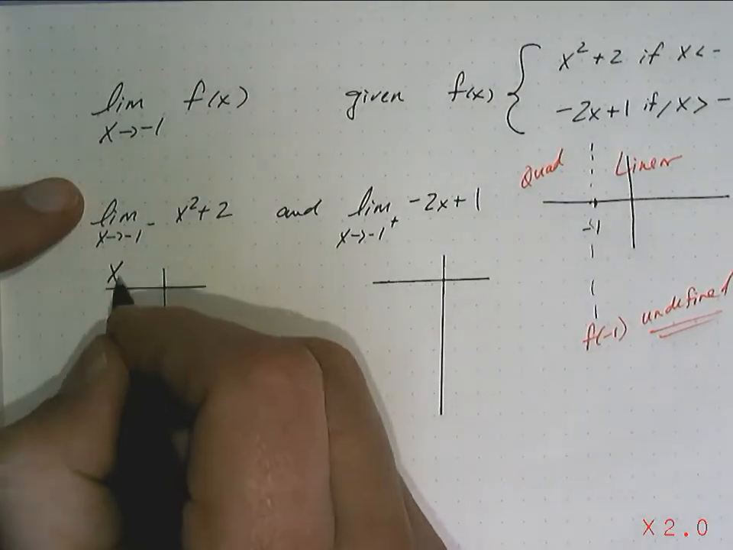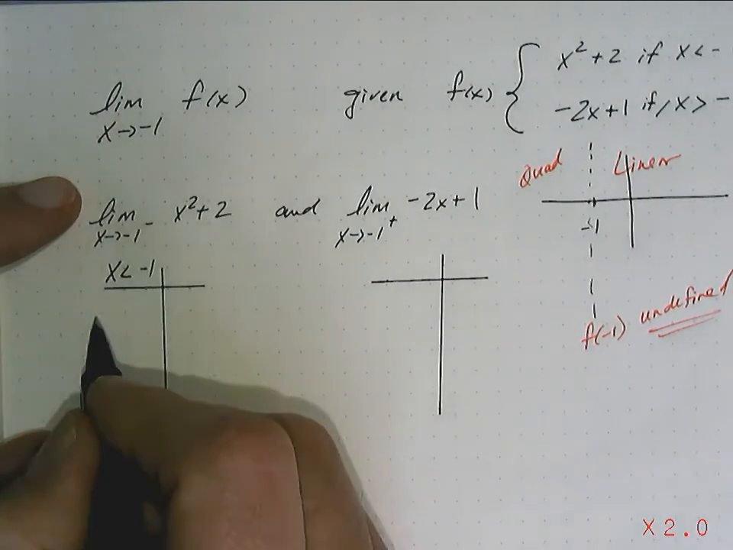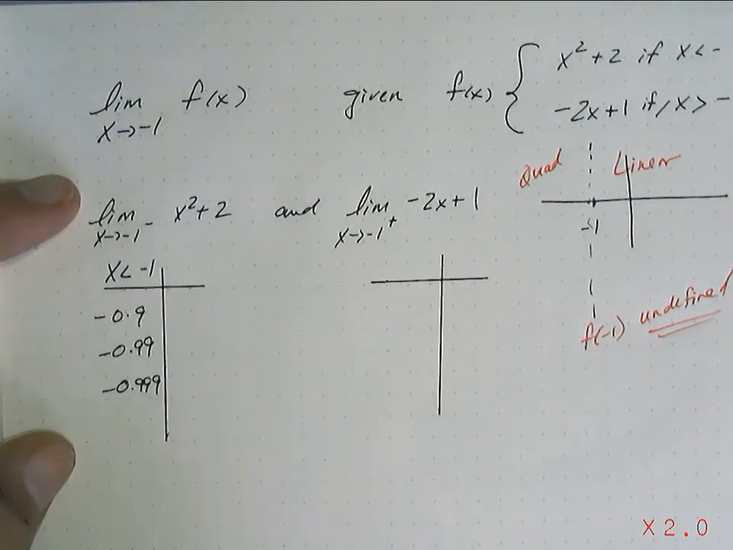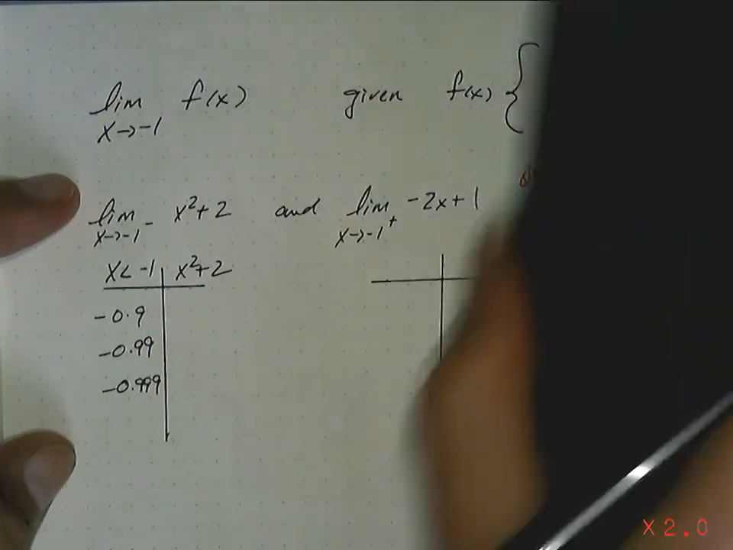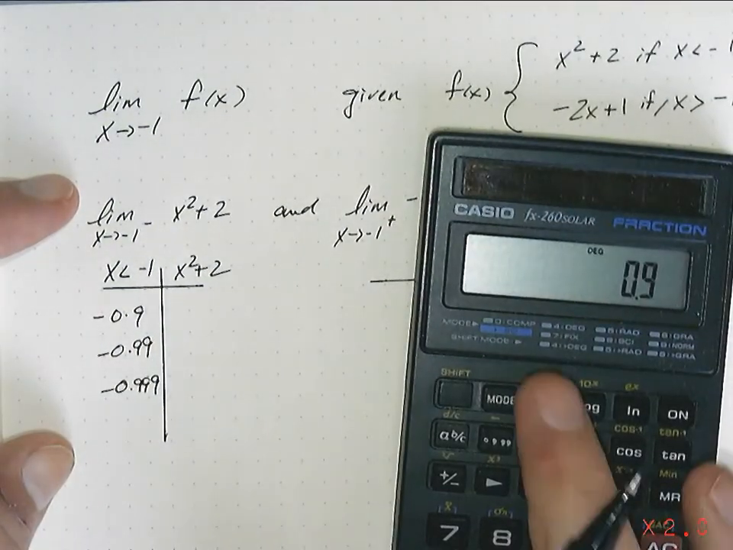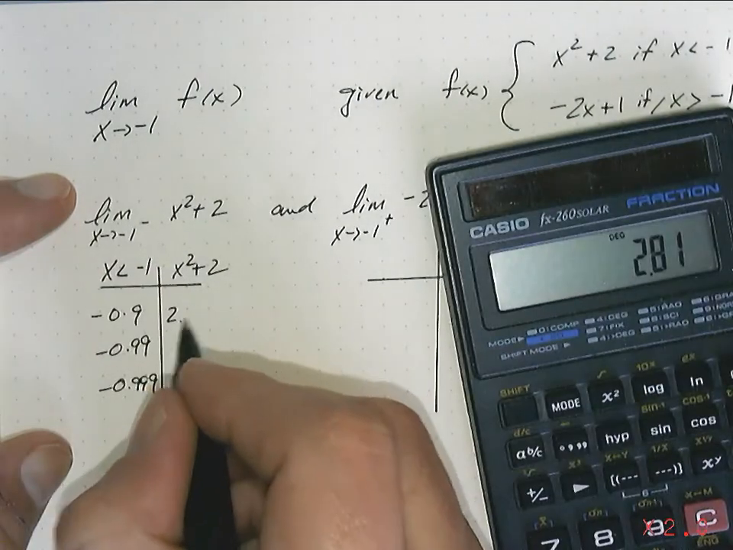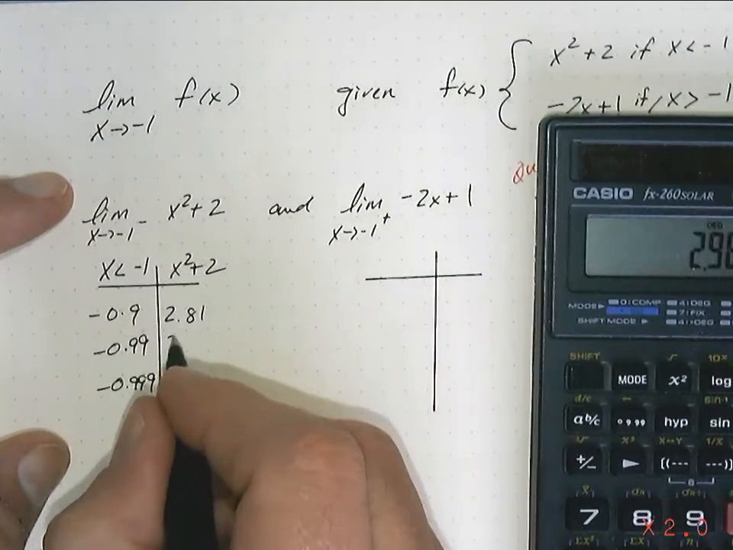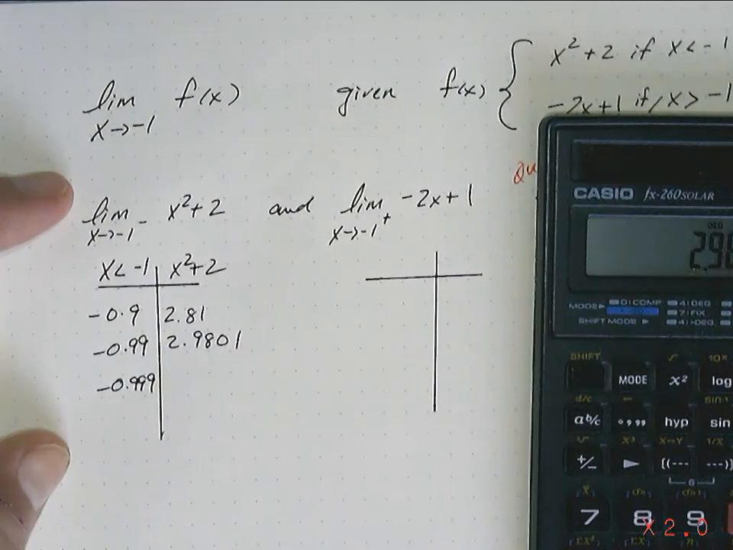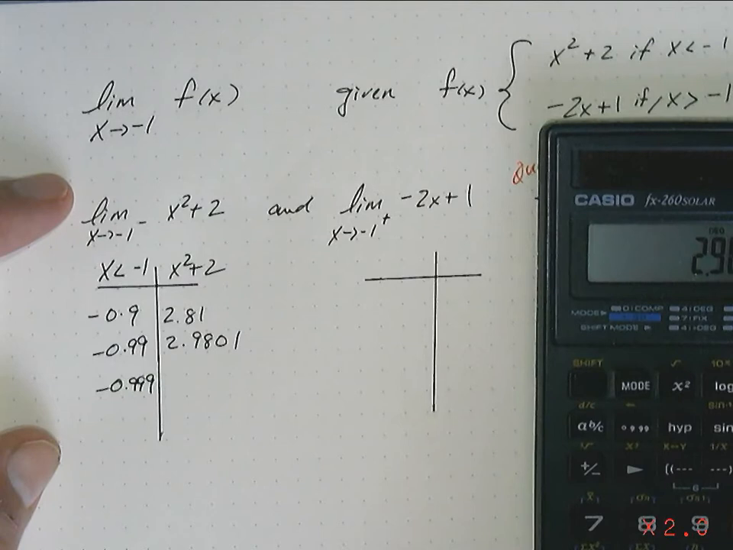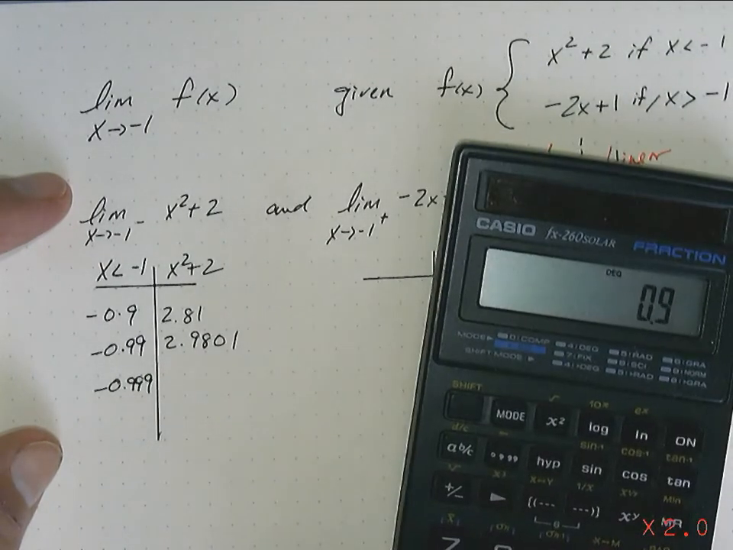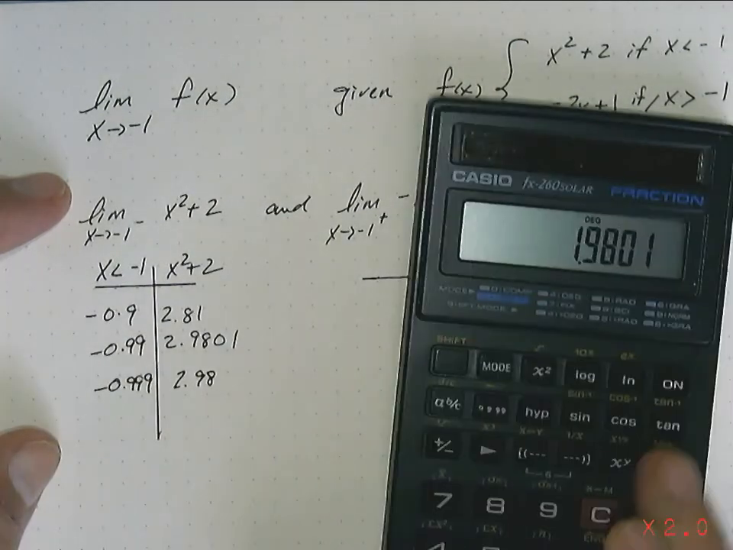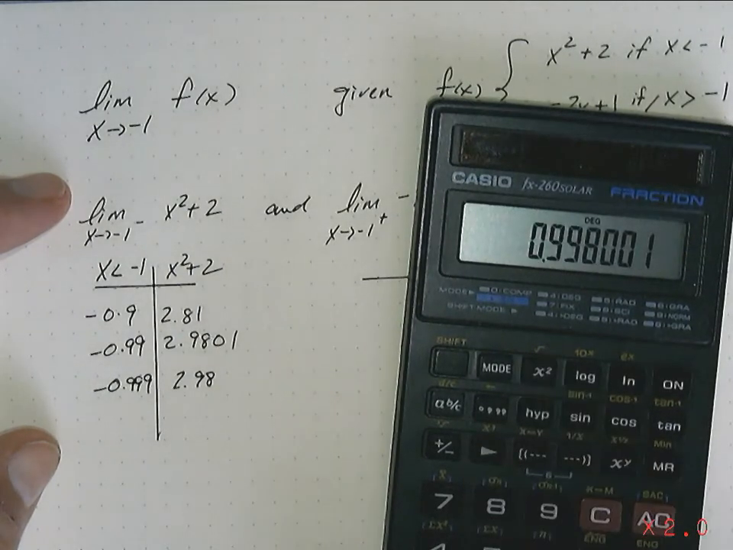I would choose some values that are less than -1, to the left of -1. So -0.9, -0.99, -0.999, and then we plug and play. So -0.9 squared plus 2 is 2.81. -0.99 squared plus 2 is 2.9801. I think I know where this is going. I think it's going to 3, and I actually could stop, but maybe I'll keep going just for fun. And so it's -0.999 squared plus 2.